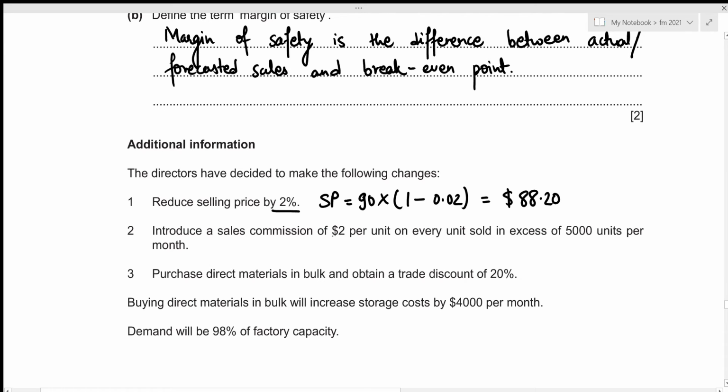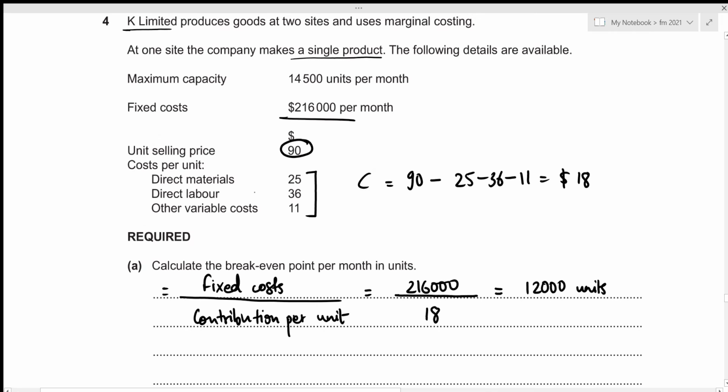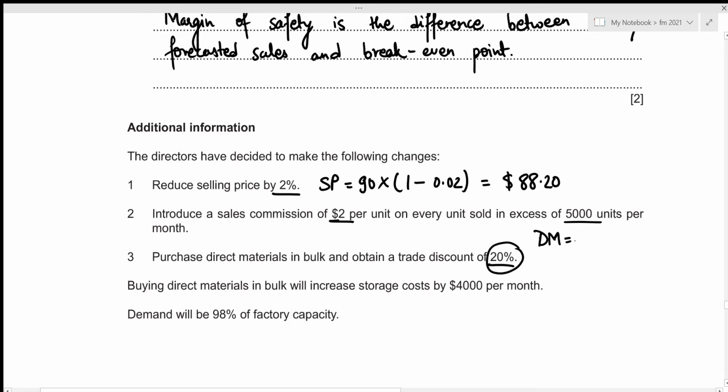Then introduce a sales commission of 2 per unit on every unit sold in excess of 5,000 units per month. Alright, then purchase direct materials in bulk and obtain a trade discount of 20%. Okay, so previous direct materials price, we just need to reduce it by 20% because now we will be receiving 20% trade discount. Let's have a look above. The direct materials per unit was 25. We're just going to reduce it by 20%. So that's 25 times 1, since this is a reduction, that's a minus, and the reduction rate is 20%, which we can write down as 0.20. This gives the new direct materials rate to be 25 times 1 minus 0.20, which is 20.